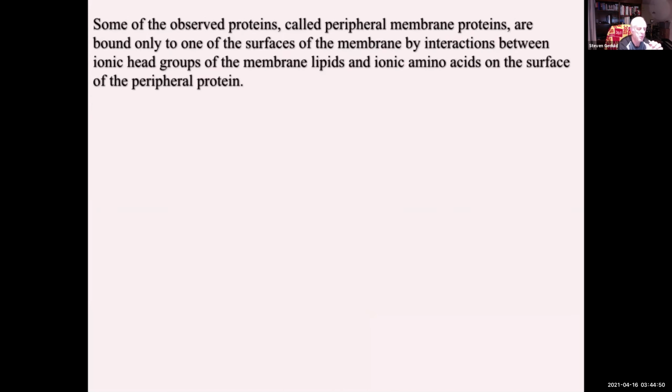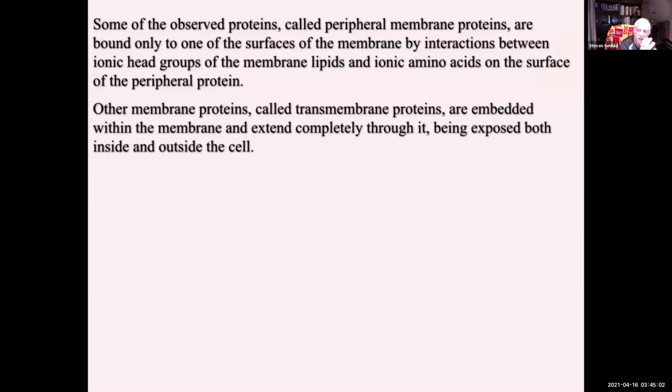So some of these other proteins, called peripheral membrane proteins, are bound only to one of the surfaces of the membrane by interaction between ionic head groups of the membrane lipids and ionic amino acids on the surface of the peripheral protein. So depending on what they're binding, those proteins are acting a different way. Other membrane proteins, called transmembrane proteins, are embedded within the membrane and extend completely through it. So some are only on the outside, some are on the inside, and some go completely through it.